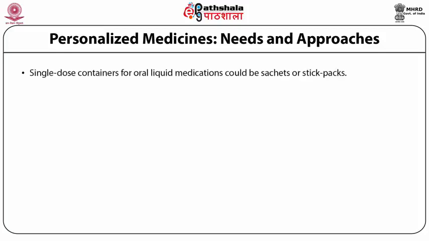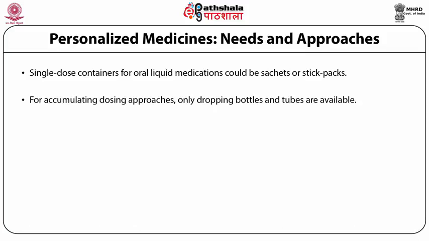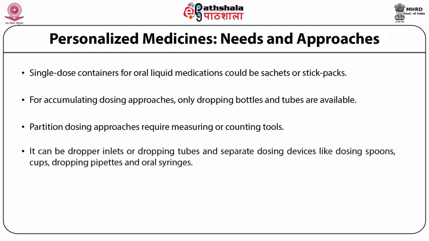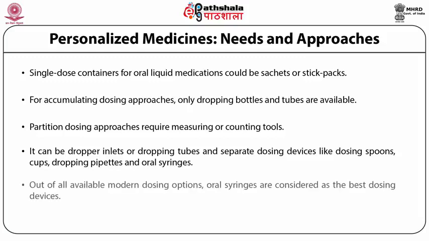Single-dose containers for oral liquid medications could be sachets or stick packs, but they are currently not available on the market. Therefore, for the accumulating dosing approach, only dropping bottles and tubes can be considered useful for current need. Partition dosing approaches require measuring or counting tools. It can be distinguished between tools which are part of the primary packaging, such as dropper inlets or dropping tubes, and separate dosing devices like dosing spoons, cups, dropping pipettes, and oral syringes. Out of all available modern dosing options, oral syringes are considered the best dosing devices.